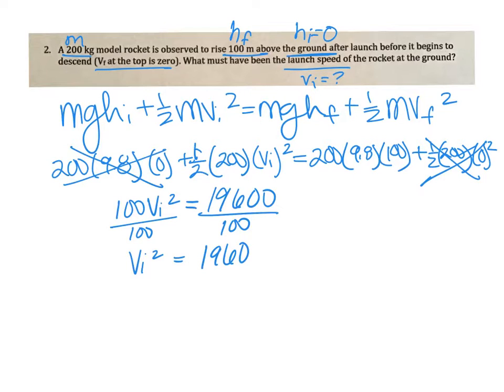196, but we don't want to stop there. We want just vi, not vi squared. So we're going to square root both sides, and that will give us a vi of 44.3, and its velocity, so our units would be meters per second.